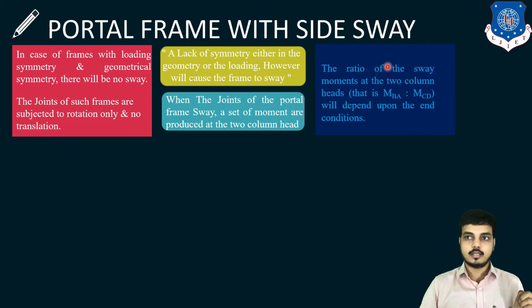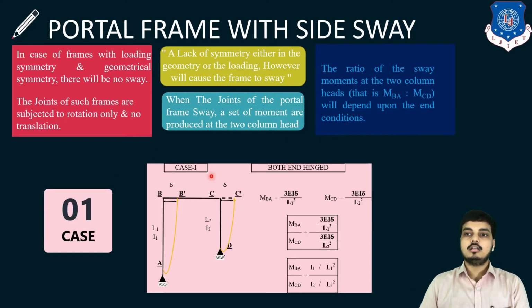So the ratio of the sway moments at the two column heads, that is MBA to MCD, will depend upon its end condition. So the first case we are considering is case number 1, in which both ends are hinged.